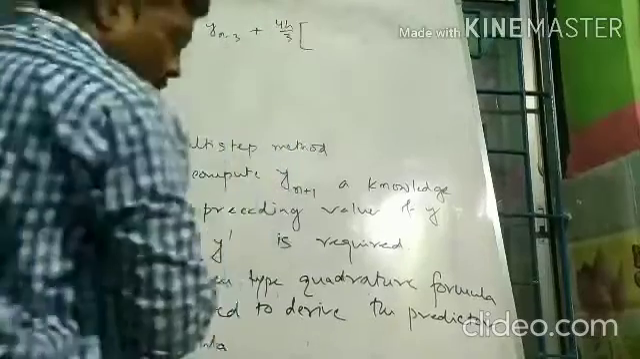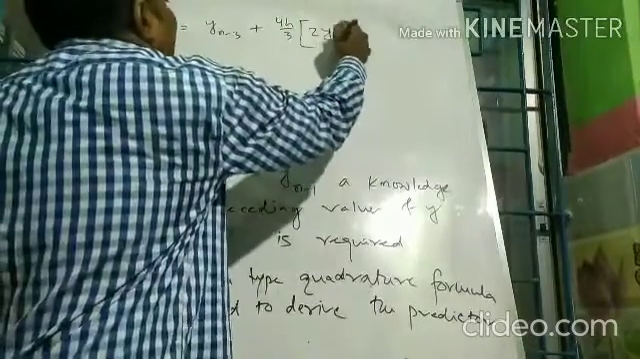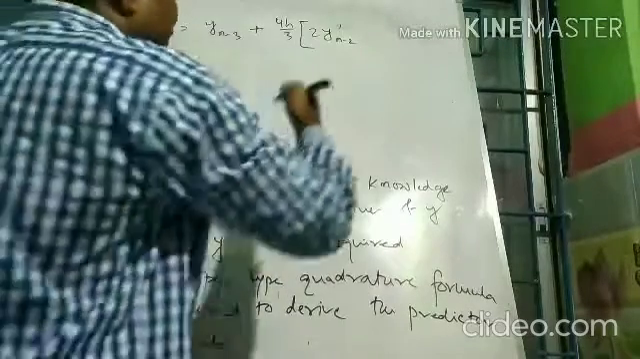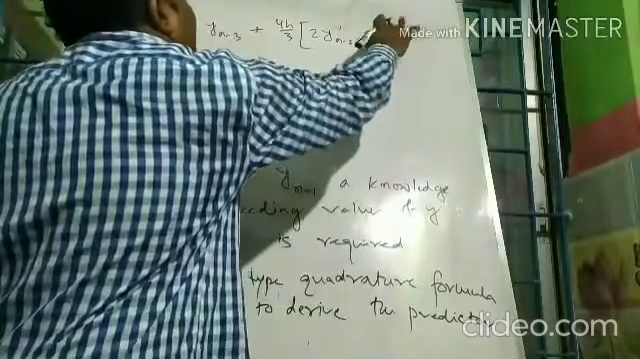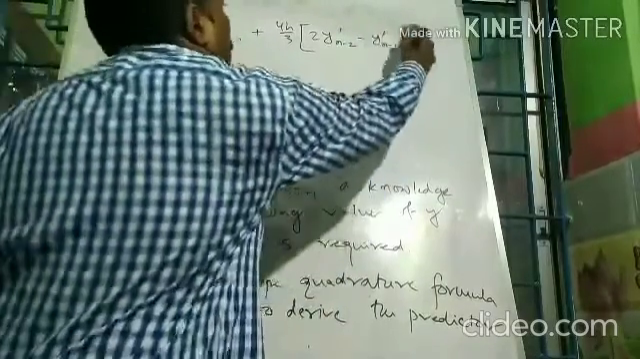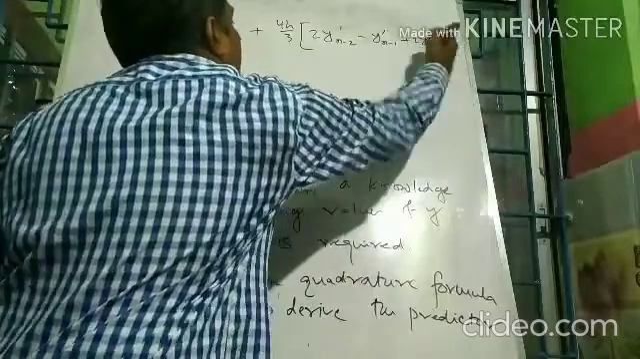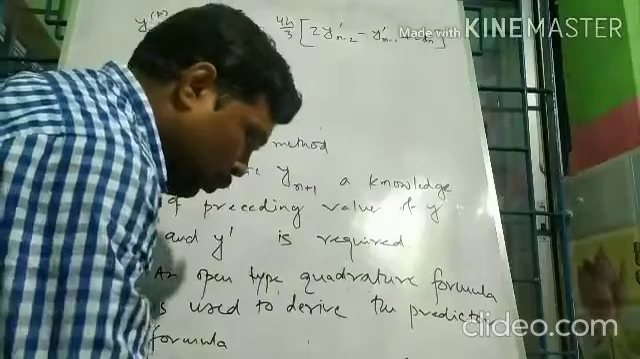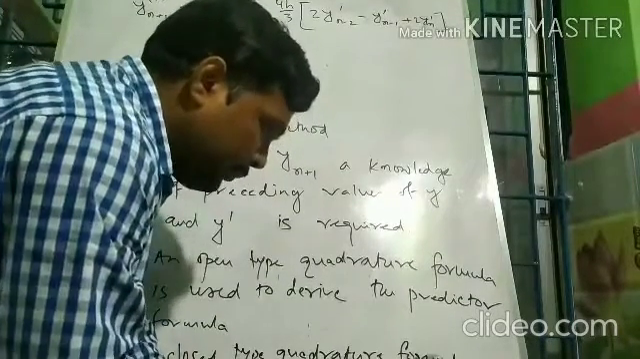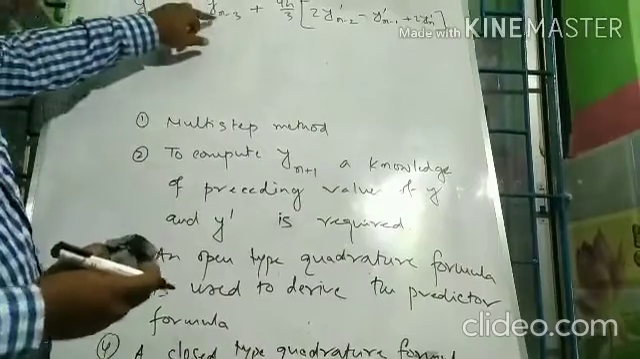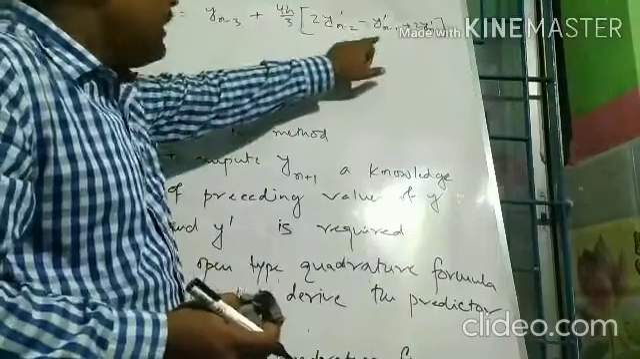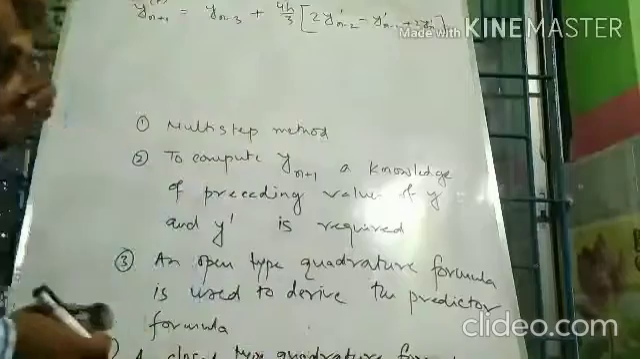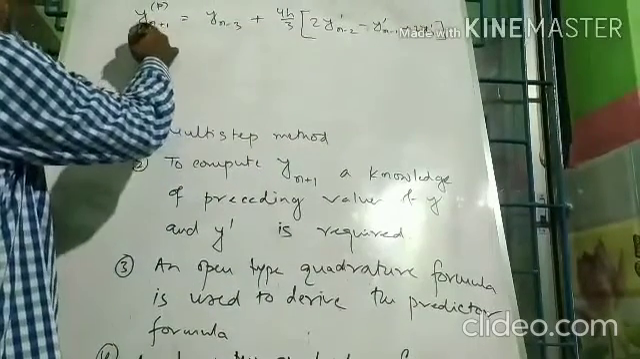Yn plus 1 p equals yn minus 3 plus 4h by 3 times (2yn minus 2 dashed minus yn minus 1 dashed plus 2yn dashed). Okay, so yn plus 1 p equals yn minus 3 plus 4h by 3 times (2yn minus 2 prime minus yn minus 1 prime plus 2yn prime). This is Milne's predictor formula.